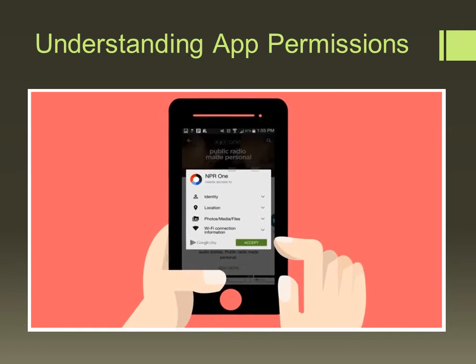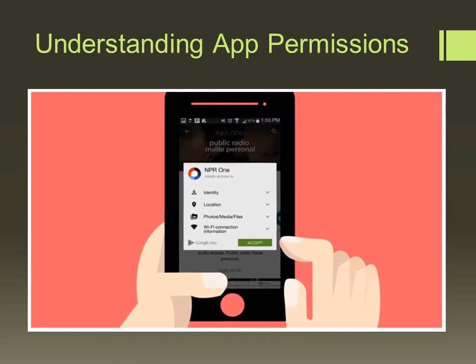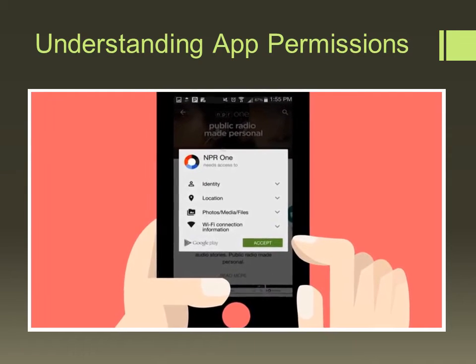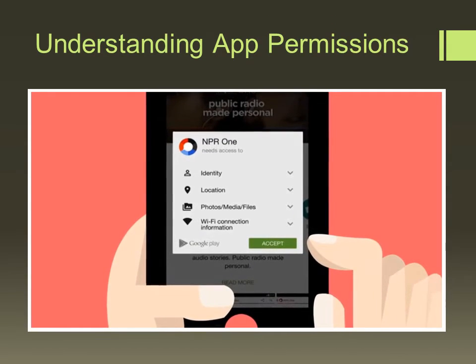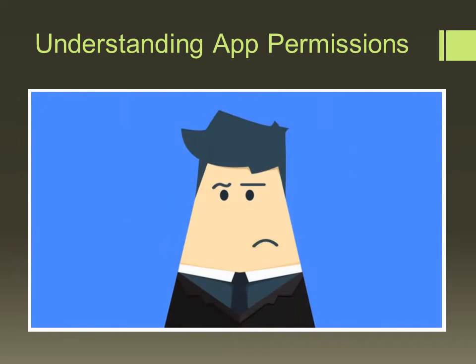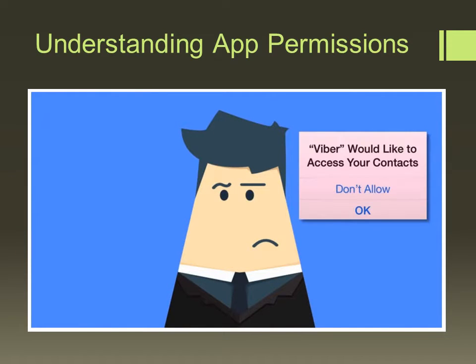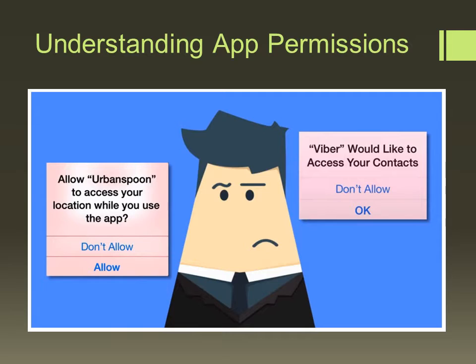You've probably noticed when you download a new app, you're asked to allow the app to do certain things on your phone. These are called app permissions, and some of them can sound pretty intrusive. When an app asks you to allow it to do things like edit your contacts or see your location, what exactly are you giving it permission to do?